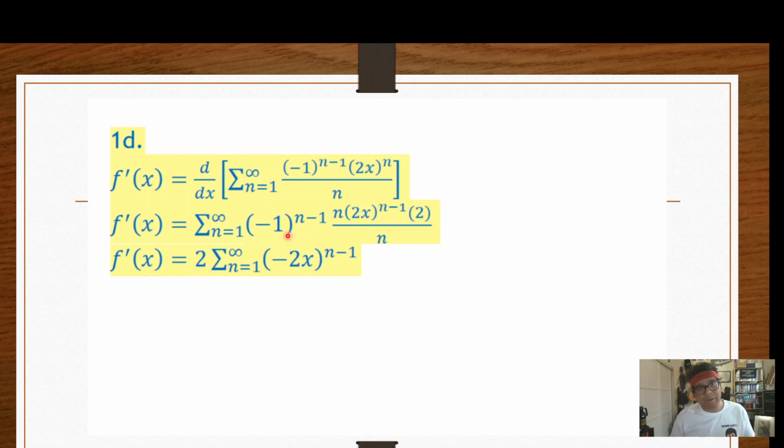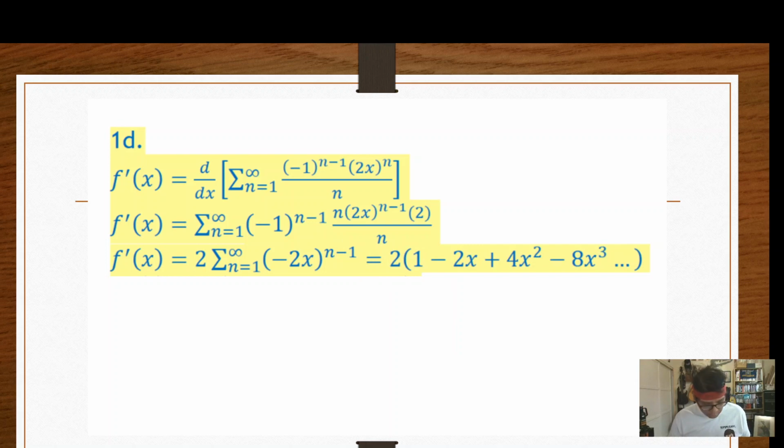And then the last thing I noticed is n minus 1, both the -1 and the 2x are raised to the n minus 1 power. So if two things are raised to the same power, then you could multiply them and put the product to that same power. So when you take the derivative, you get 2 times this series of -2x to the n minus 1 power. For me, that seemed pretty intuitive to do. You might, of course, find things a little different for yourself. You probably will.